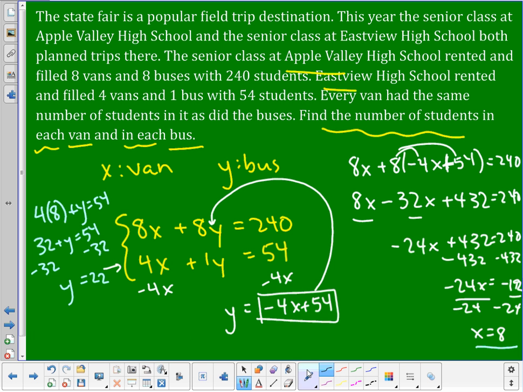So when I write this out as a solution or write out the answer, I have each van holding 8 students and each bus holding 22 students. All right, last question of the notes for today.